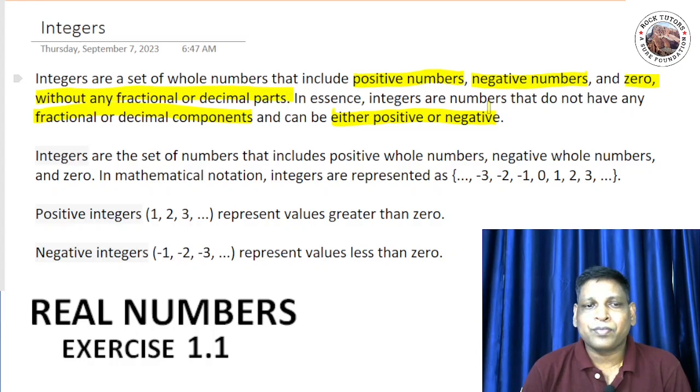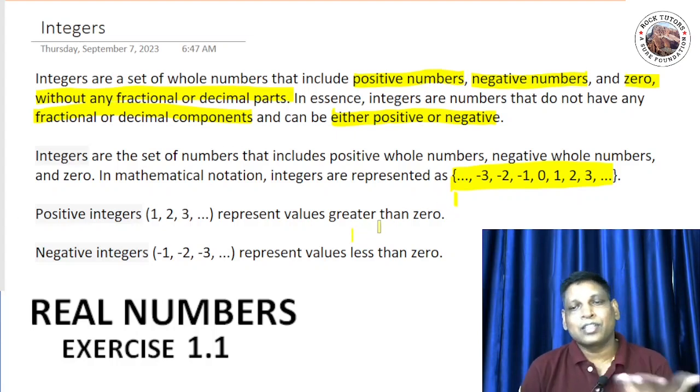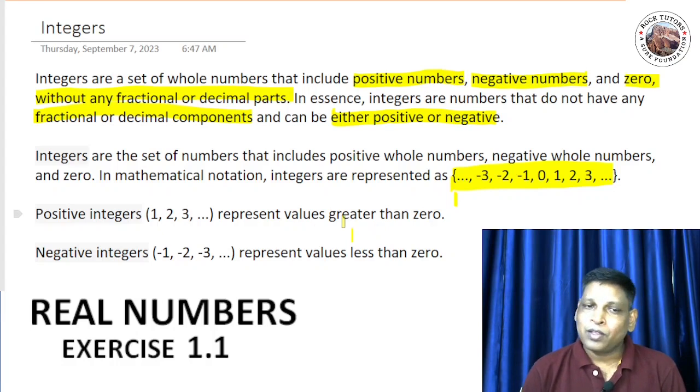Integers are the set of numbers that includes positive whole numbers, negative whole numbers, and 0. In mathematical notation, integers are represented like this. You know the number line: we can represent 0, 1, 2, 3, which are the positive numbers, and minus 1, minus 2, minus 3 are the negative numbers. Positive integers are 1, 2, 3 and so on, representing values greater than 0. Positive means greater than 0. Any number greater than 0 is called a positive integer.